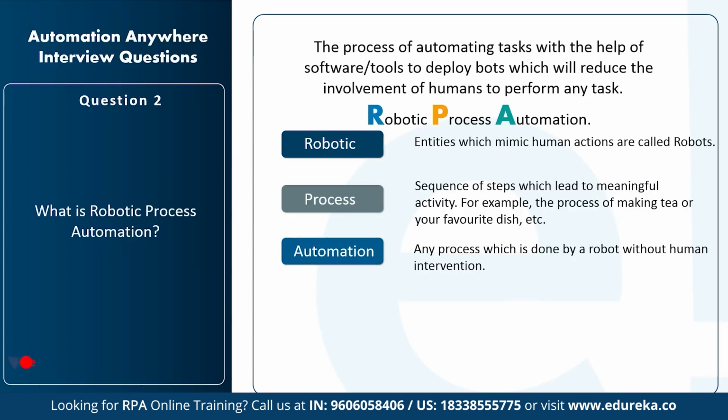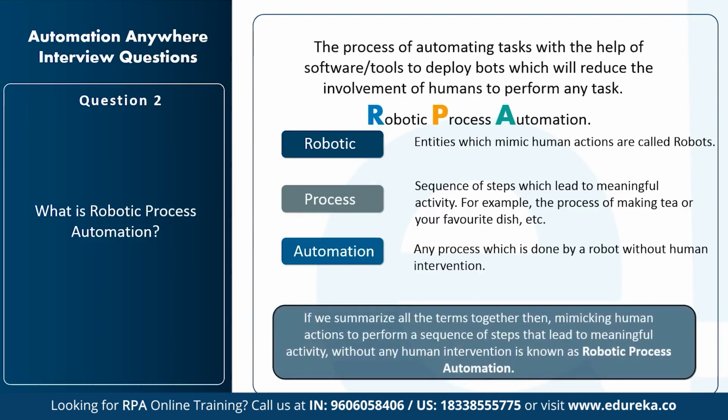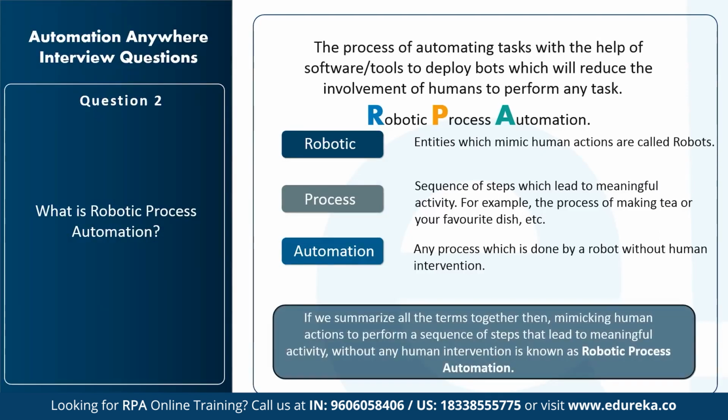Coming to process, it is basically a sequence of steps which lead to a meaningful activity. So for example, if you want to make coffee, then you follow a proper process, right? So that is what basically a process is. Robots follow this process to automate a task. And finally, coming to automation, as the term suggests, automation is any process which is done by a robot without any human intervention. Now, if we summarize all these three terms together, then mimicking human actions to perform a sequence of steps that lead to a meaningful activity without any human intervention is said to be robotic process automation.